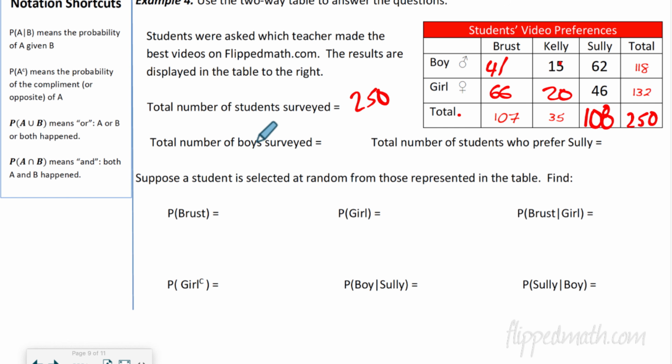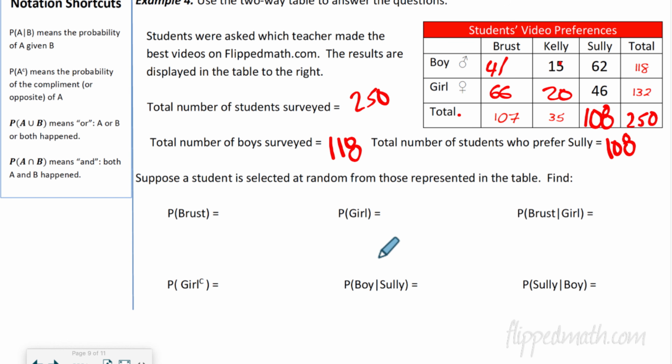And the total number of boys surveyed, just need to go across this row. I get 118. Now the total number of students who prefer Sully, I just go down the column. That would be 108 total students that prefer Sully. Okay, so suppose a student is selected at random from these that were surveyed.